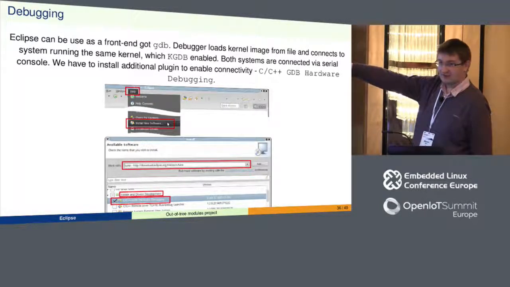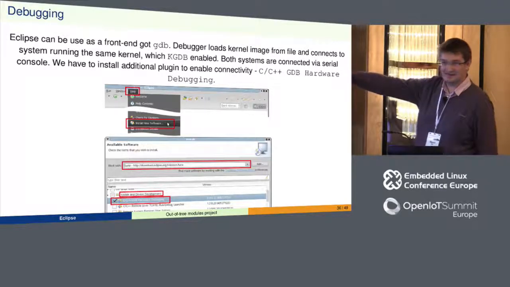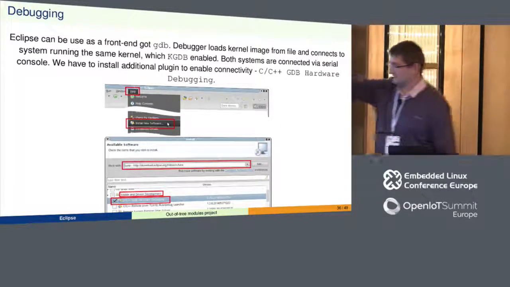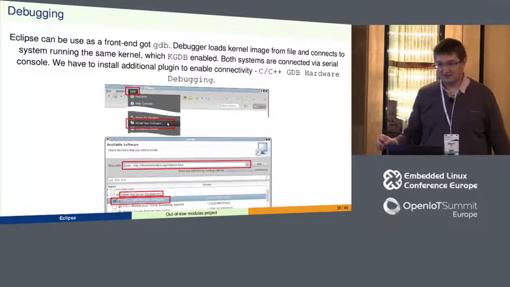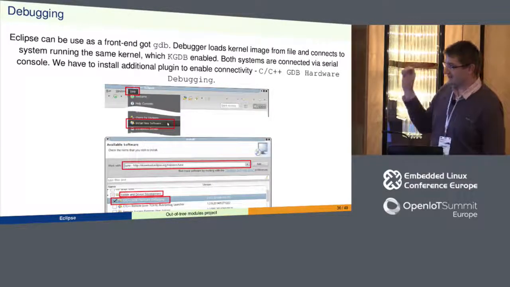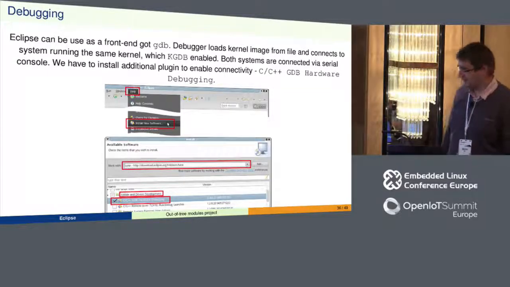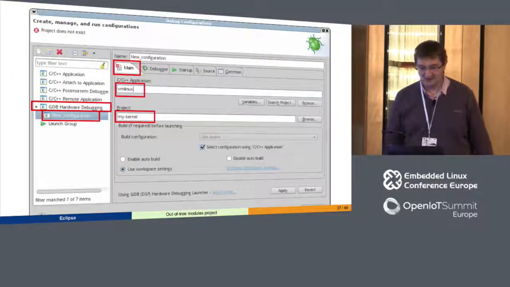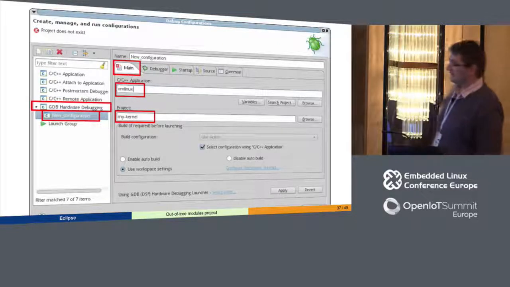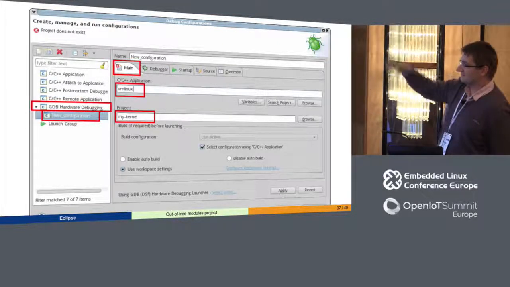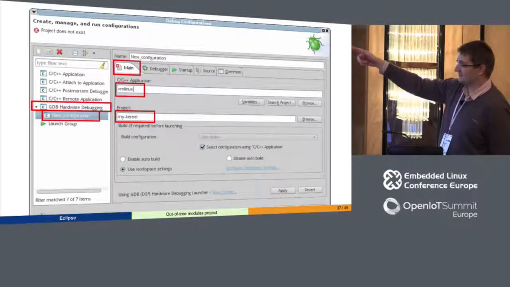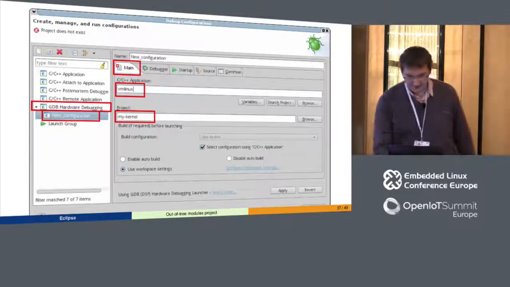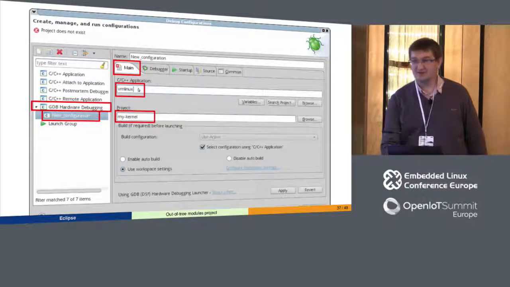Up to this point, we did everything just using Eclipse without installing any additional plugins. Now we have to install a plugin, but this plugin is usually part of any commercial IDE based on Eclipse, and it is also from the standard repository. It's the GCC GDB hardware debugging, for connecting the debugging perspective to an external device. The thing we would like to put for the debugger's application is the vmlinux.